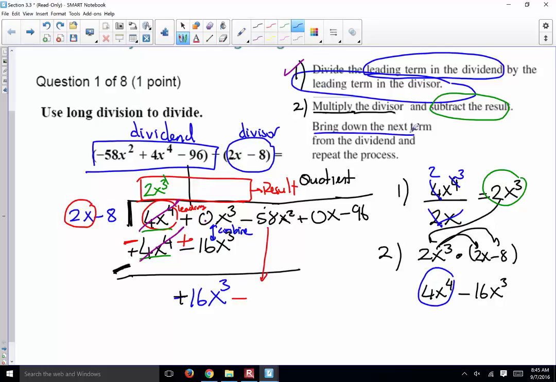Look, we bring down the next term from the dividend and repeat this process. So just 58x squared plus 0x minus 96. They have nothing underneath them, so they just transfer down here. Is flipping the signs okay? You don't have to do this. This is my way. But keep in mind you're subtracting. So this sign is going to flip when you're doing that. 0 plus 16 it turns into.